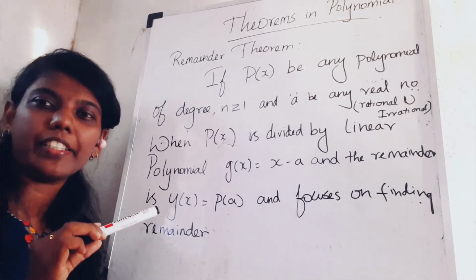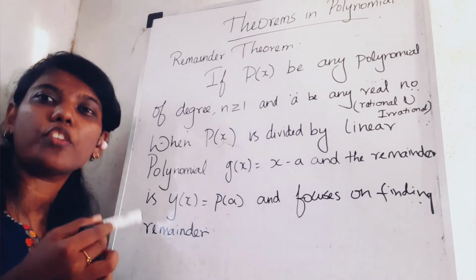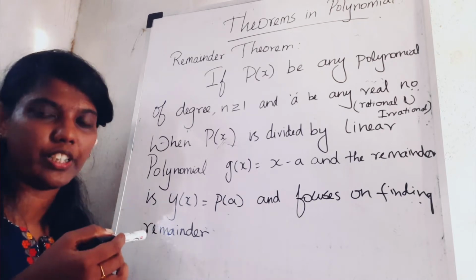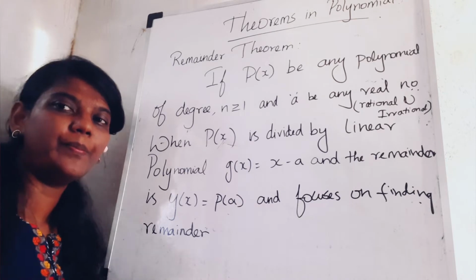Usually we focus on finding the quotient, but according to this remainder theorem, we are going to focus on the remainder. So that is why this is called the remainder theorem. If you take an example, you can clearly understand, I hope. So we'll move to the example.